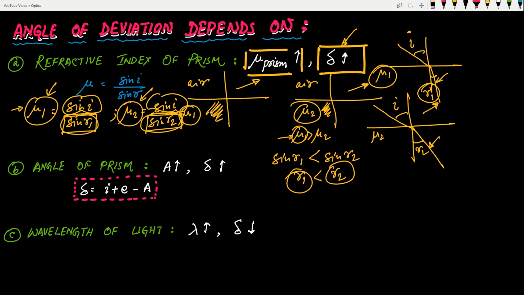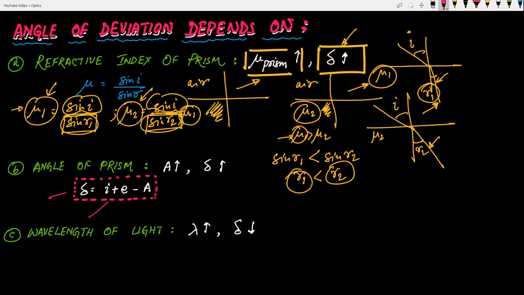Now let's look into our second parameter on which the angle of deviation depends. It says the angle of deviation is directly proportional to the angle of prism. Now if you look into this formula, delta is equal to I plus E minus A, you'll think that if A increases, then delta is decreasing. If A increases, we can see delta is decreasing, isn't it? Because greater the value of A, more is the subtraction from here. If more is the subtraction, then this will be decreasing. But actually this is not the case. It's experimentally seen that if A is increasing, then delta also increases.